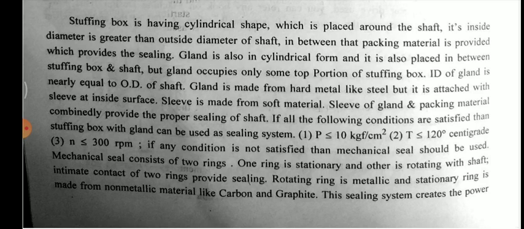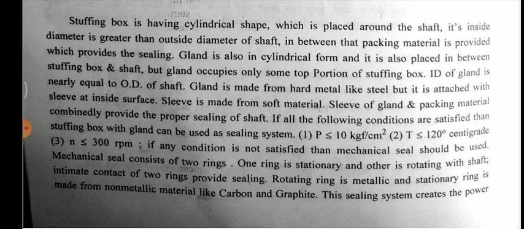If all the following conditions are satisfied, then a stuffing box with gland can be used as a sealing system. First, P is less than or equal to 10 kg per centimeter square. Second, T is less than or equal to 120 degrees centigrade. And third, N is less than or equal to 300 rpm. If any condition is not satisfied, then a mechanical seal should be used.